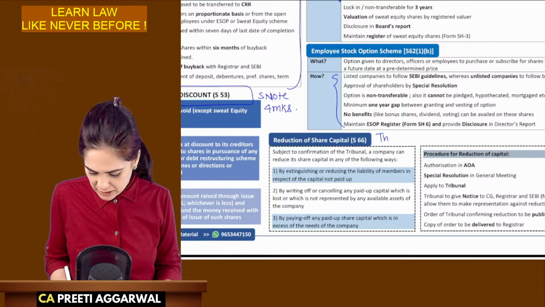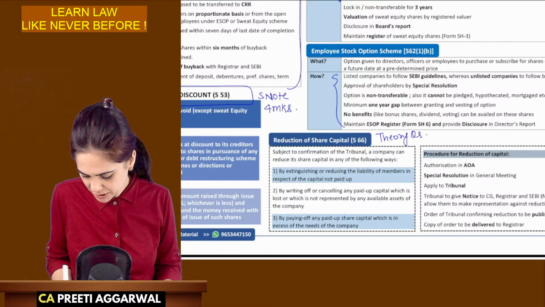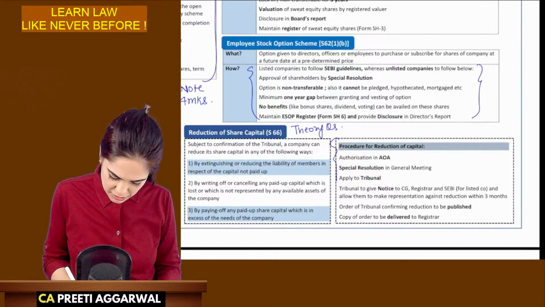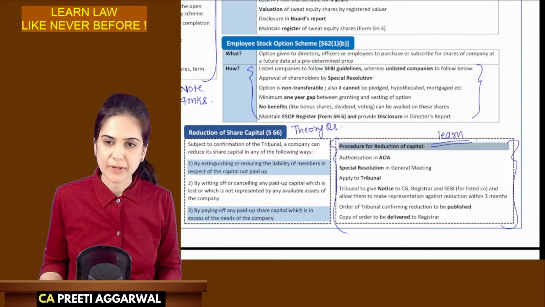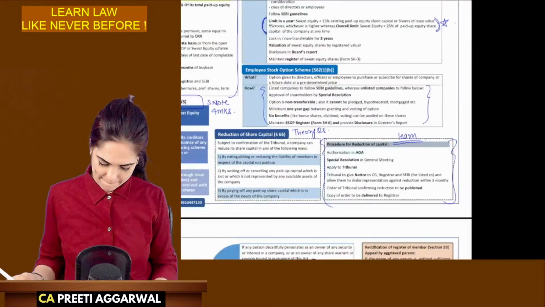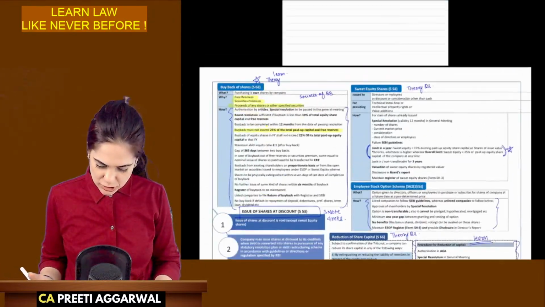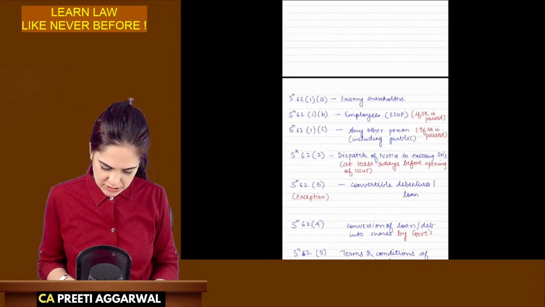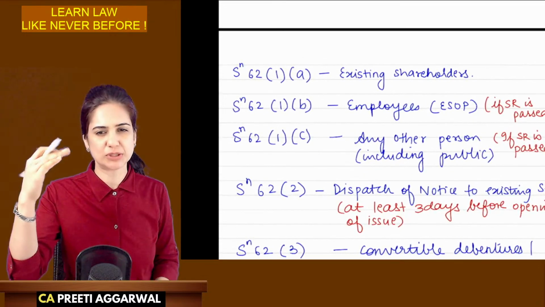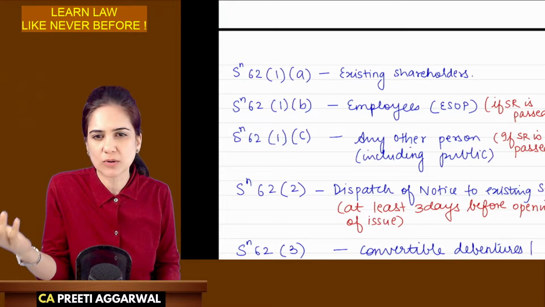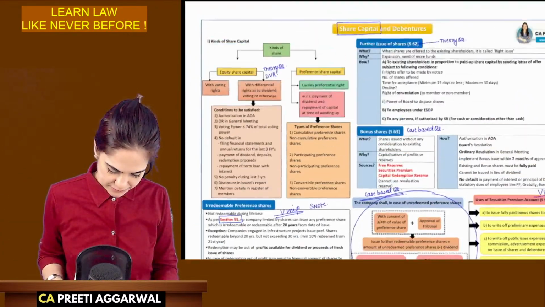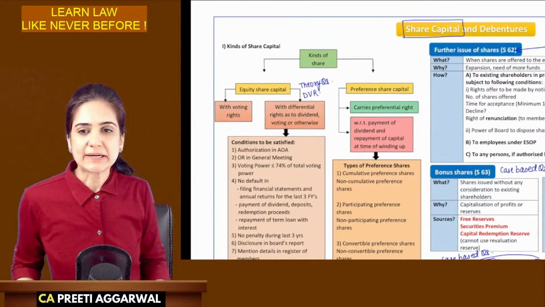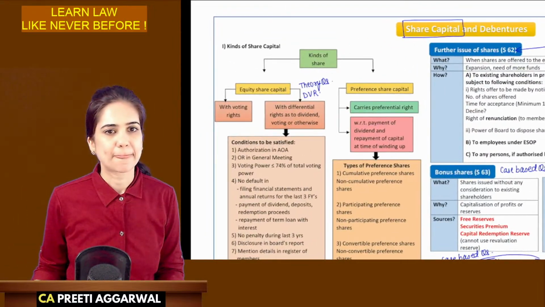Reduction in capital asked as a theory question. The procedure is important. You need to learn this. Learn the procedure. So this is very important for us. I have prepared a list of section 62 along with subsections and clauses for your understanding. Let us discuss.